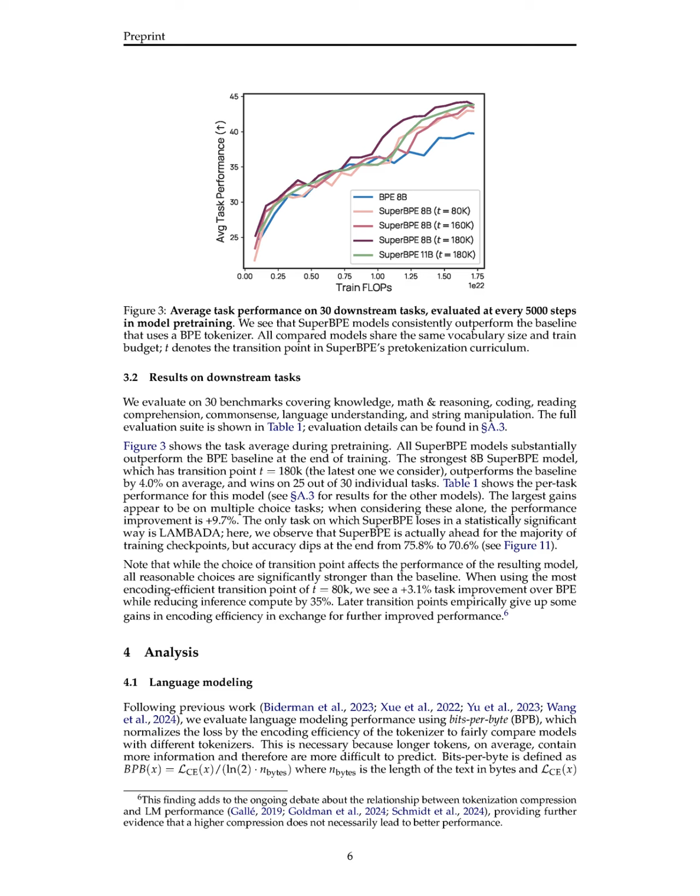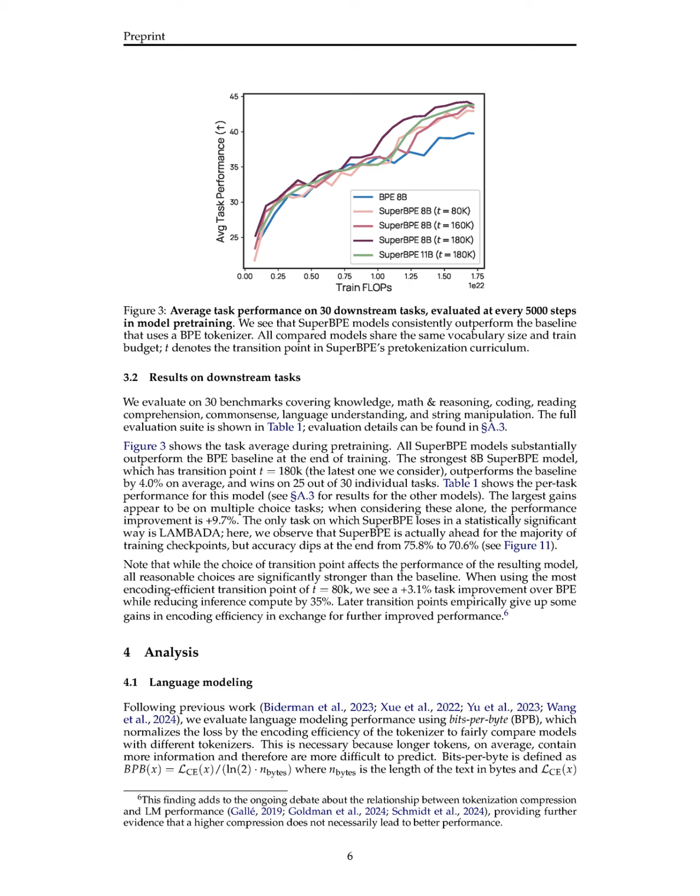The training utilized a 10 GB subset of OLMo2's pre-training corpus, and the models were evaluated on 30 benchmarks covering various domains such as knowledge, math and reasoning, coding, reading comprehension, common sense, language understanding, and string manipulation. Performance was measured using task-specific metrics, with the strongest SuperBPE model achieving an average improvement of +4.0% over the BPE baseline across these tasks, winning on 25 out of 30 individual tasks.